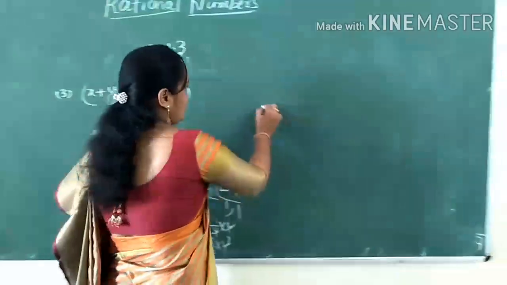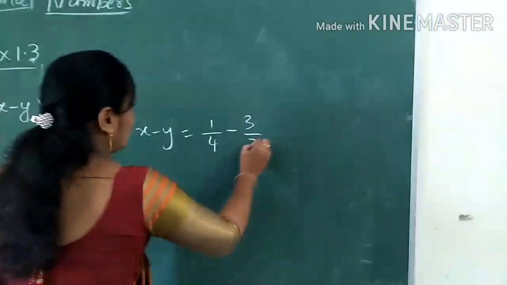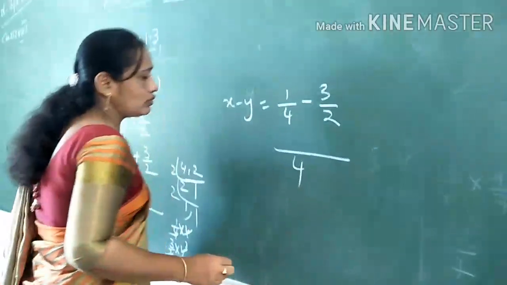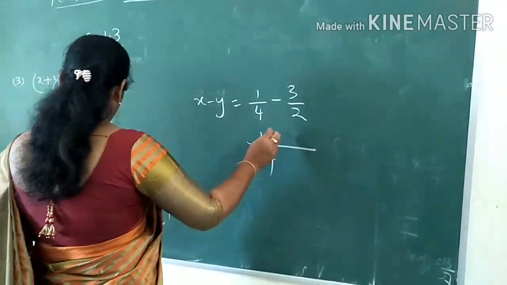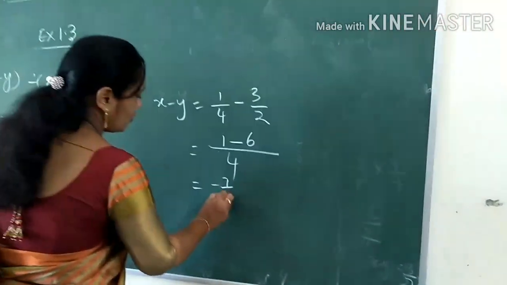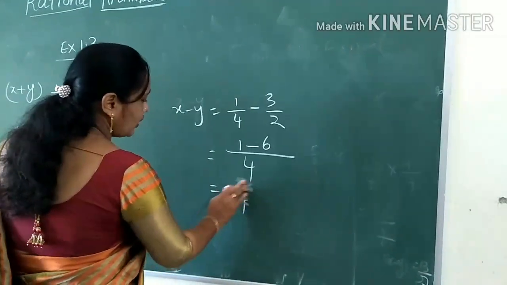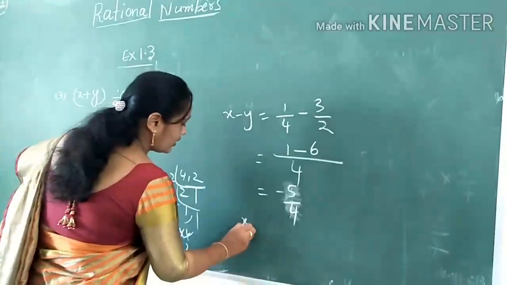And again we find the x minus y value. x is 1 by 4 and y is 3 by 2. The LCM is already there, so for 1 by 4, this is 1, minus 6. This is 1 minus 6, minus 5 by 4.